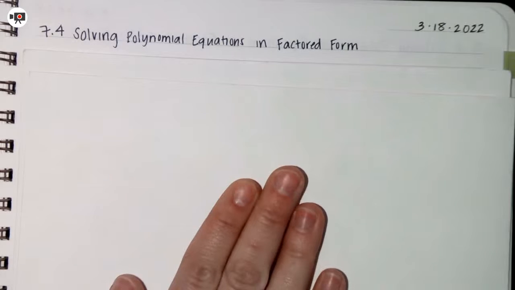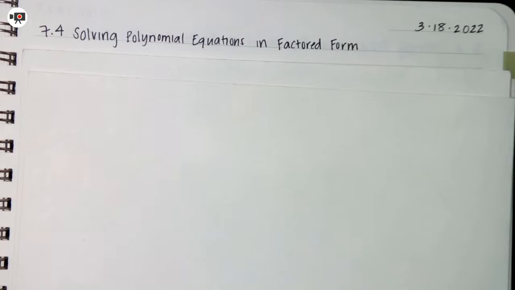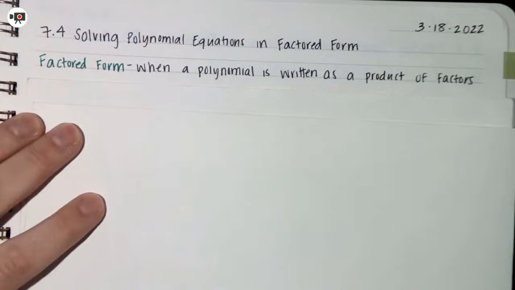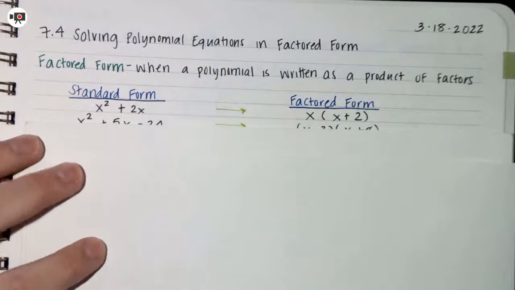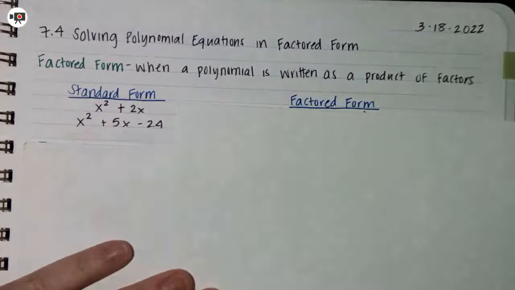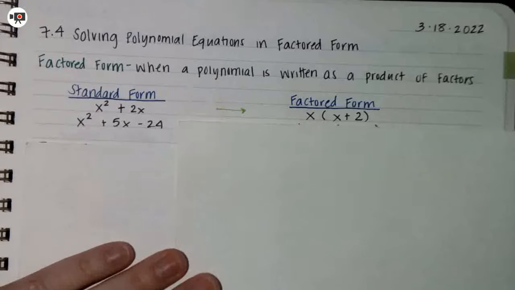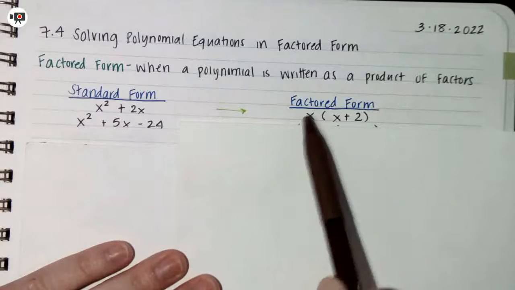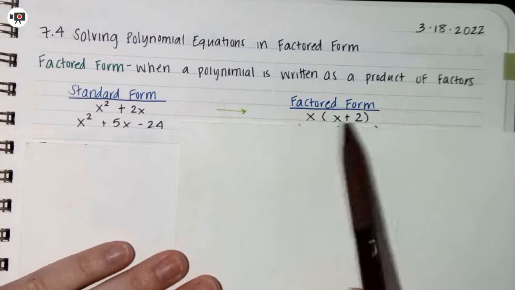This is 7.4, solving polynomial equations in factored form. Factored form is when a polynomial is written as a product of factors. So we see standard form would be a regular polynomial. Factored form, we would have x times x plus 2. If I were to distribute this, I would get x squared plus 2x.